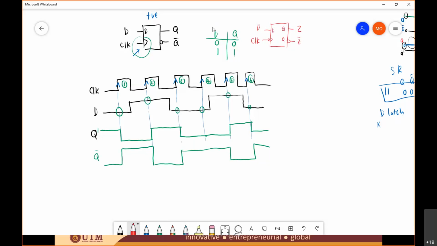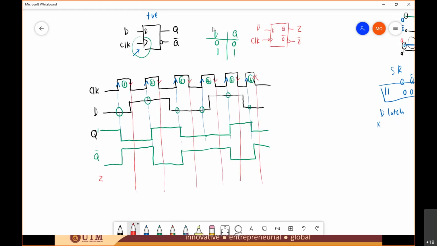Okay, so this is my Z. For the second example, since this one here is a negative edge trigger, I need to draw a line at every falling edge. Okay, so this is a straight line, I draw the straight line for every falling edge. And then after that, barulah lukis output Z according to this clock and D inputs.